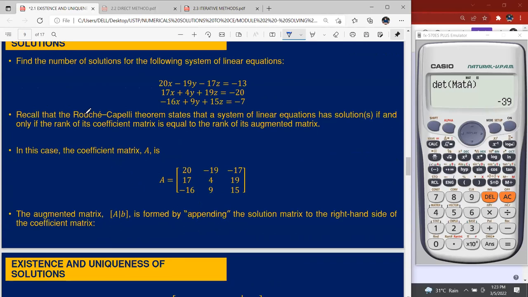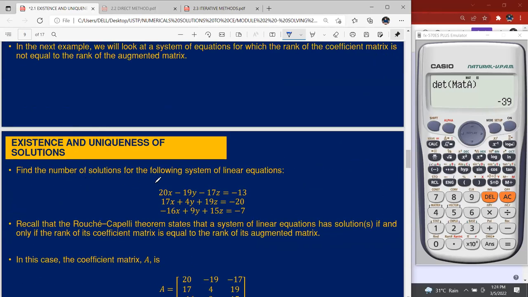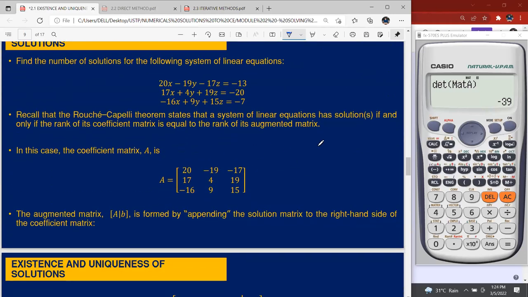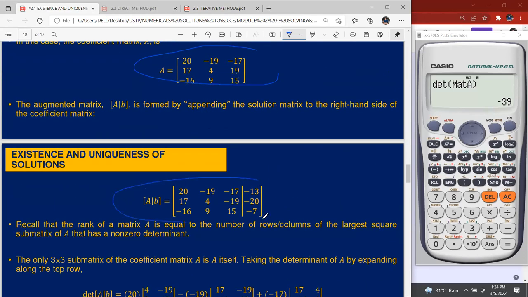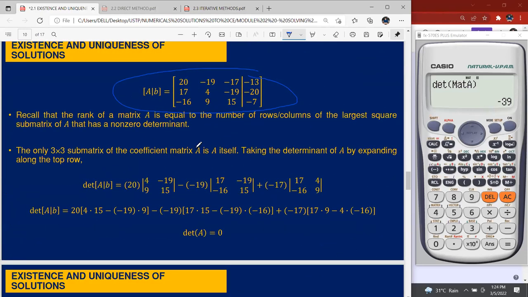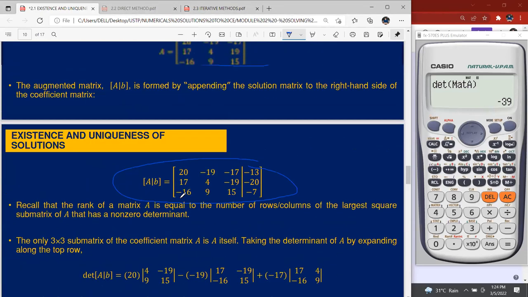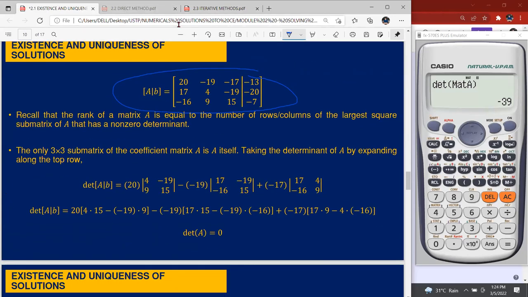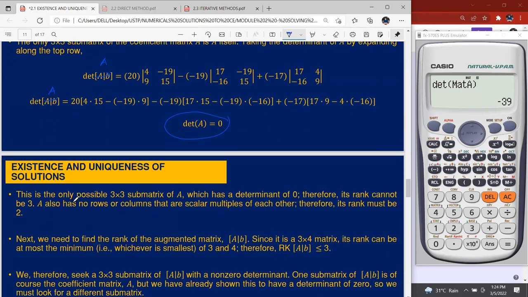Okay, this one. Find the number of solutions for the following system of linear equations. We call on the Rouché-Capelli theorem. First, we find the determinants: first the coefficient matrix, and then its augmented matrix, this one. This is the same as before. Now, the determinant of the coefficient matrix, this is A also, is zero. Now, this is the only possible 3 by 3 submatrix of A, and it has a determinant of zero. Therefore, its rank cannot be 3.